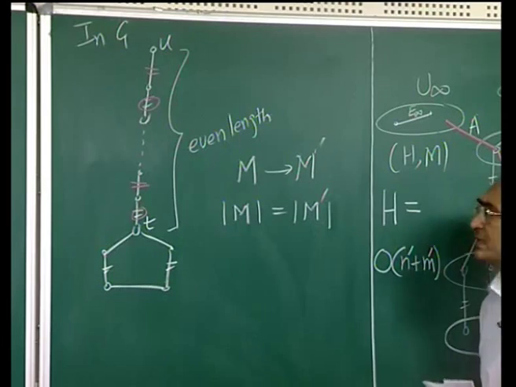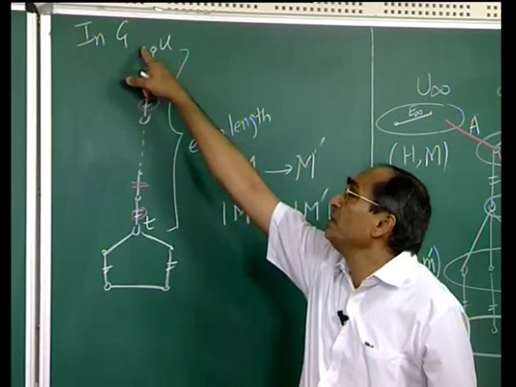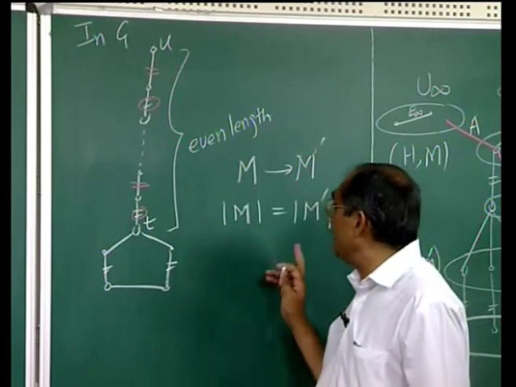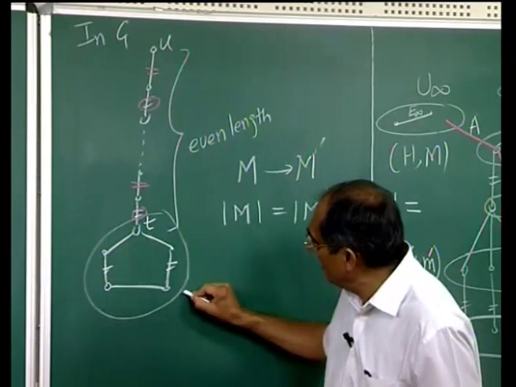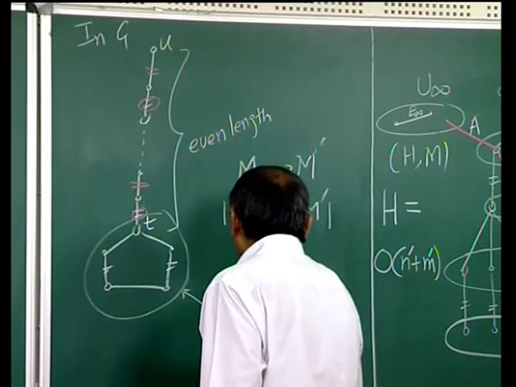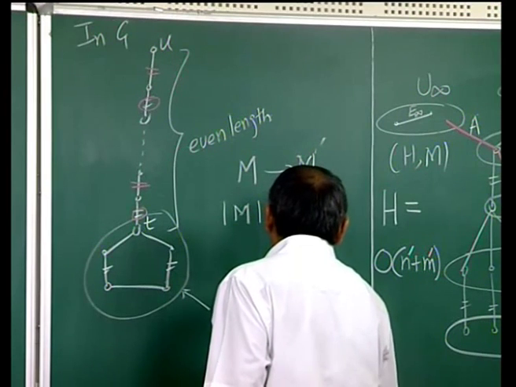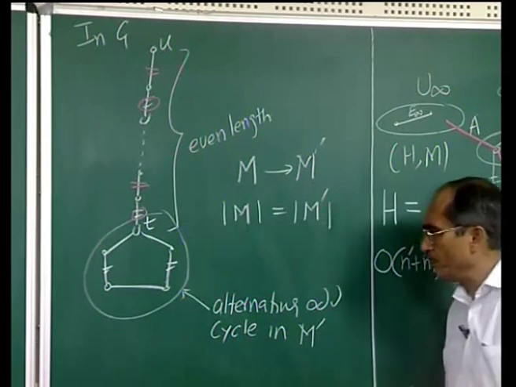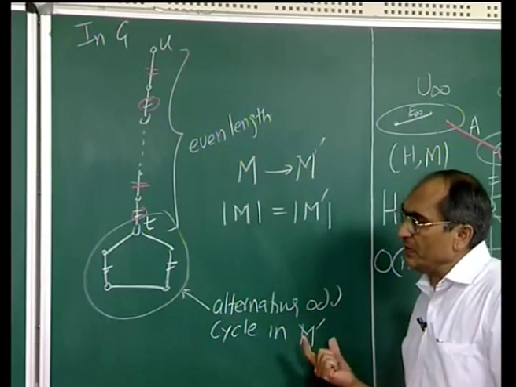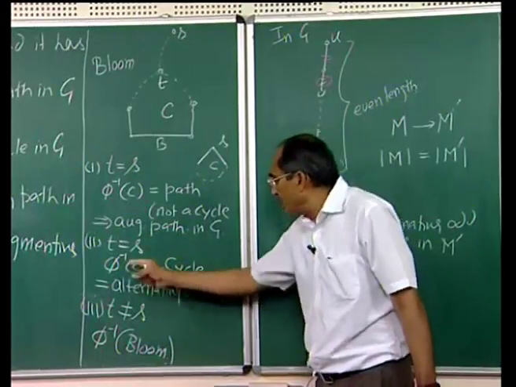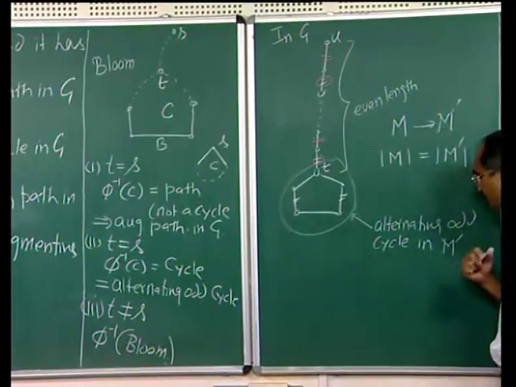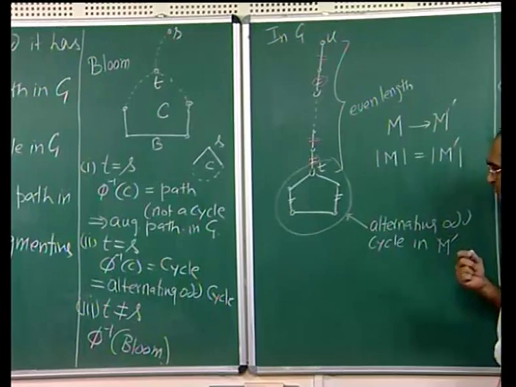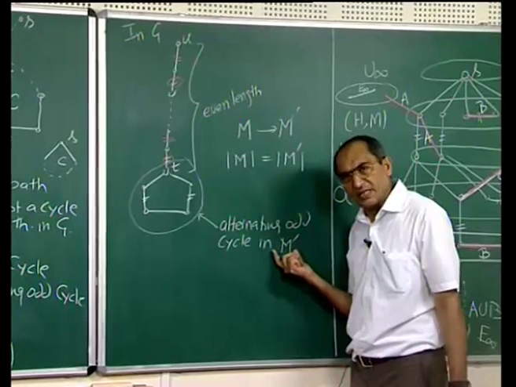What is interesting about this is that this u has now been turned into a matched vertex, and T has been turned into an unmatched vertex. In this matching M prime, this is now an alternating odd cycle in M prime. So, what we have found is, in the first option we directly get an augmenting path, but in the second and third options we have an alternating odd cycle in G with respect to some matching, maybe the original matching M or a new matching which has the same size.